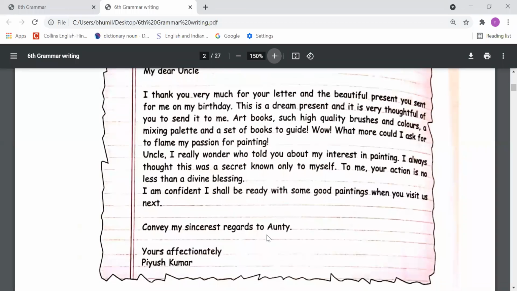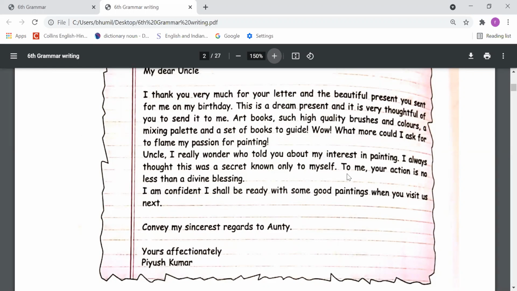Next, uncle, I really wonder who told you about my interest in painting? Then the author shows his surprise, that he is very surprised how his uncle knew about his interest in painting. Next line, I always thought this was a secret known only to myself. Then the author gives his view regarding this hobby. He says he thought it was a secret, because no one knows about his hobbies. So that's great for me.